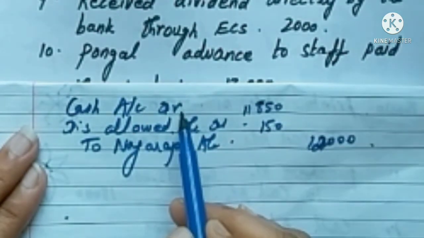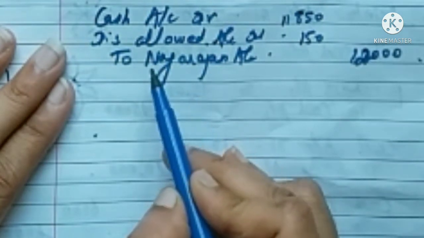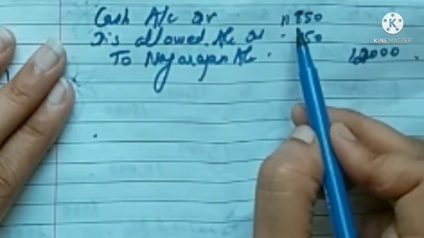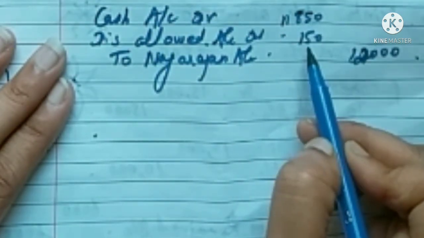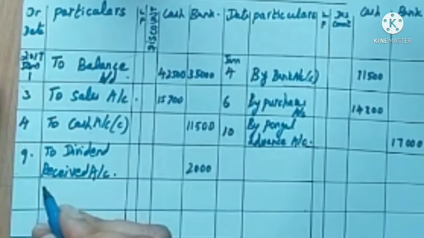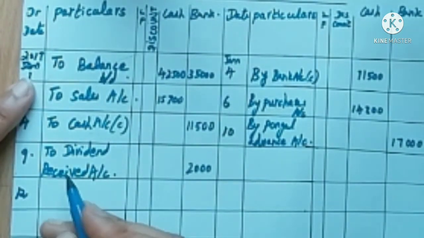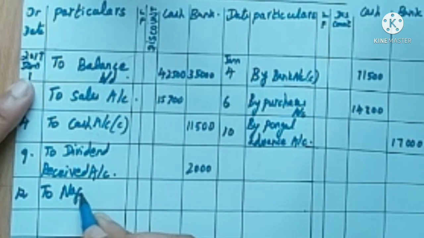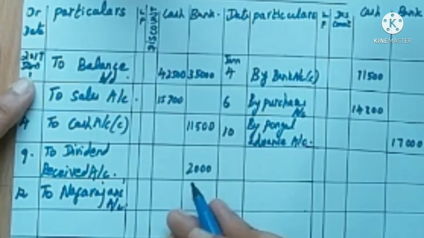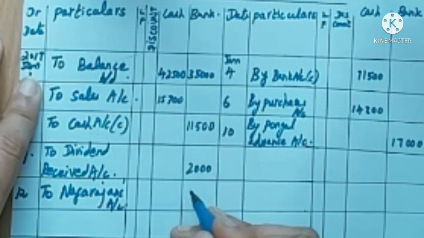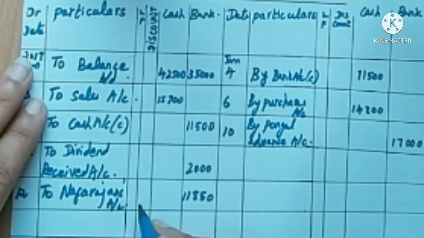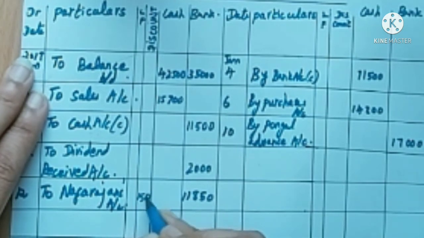Here cash account is debited. So on the debit side of cash book, I am going to write to Nagarajan's account in the cash column 11,850 and in the discount allowed column rupees 150. So on 12th January to Nagarajan's account, amount is rupees 11,850. In the discount allowed column, rupees 150.